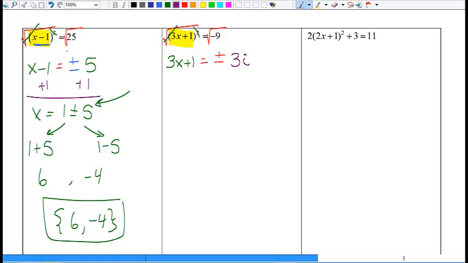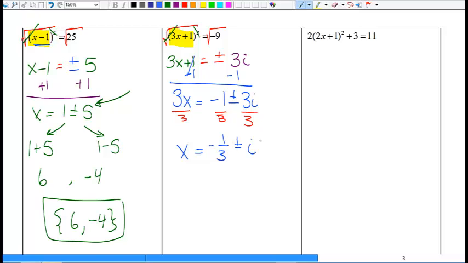Now, on the first problem, we had a positive square root of 25, which came out to plus or minus 5, no i's. But on this problem, because 9 was negative, we had to take the i part. So I'm going to solve for x by subtracting 1 from both sides. I get 3x equals, don't try to add those two, negative 1 plus or minus 3i. You can't combine a real number and an imaginary number. They just have to be next to each other in a complex number. And then I'm going to divide everything by 3. So my solution is x is equal to negative 1/3 plus or minus i.